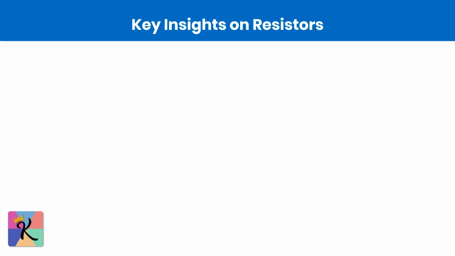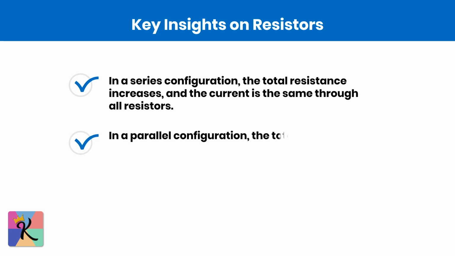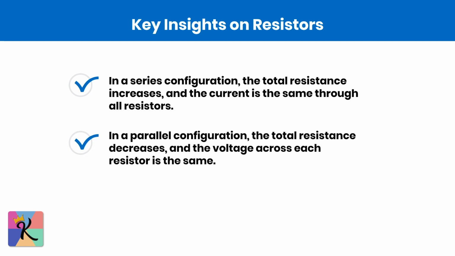Key insights on resistors. Let's summarize some key insights. In a series configuration, the total resistance increases, and the current is the same through all resistors. In a parallel configuration, the total resistance decreases, and the voltage across each resistor is the same. These principles help in designing circuits with precise control over current and voltage.